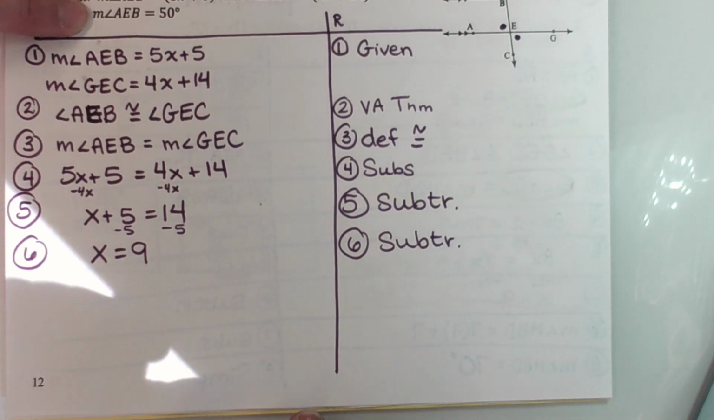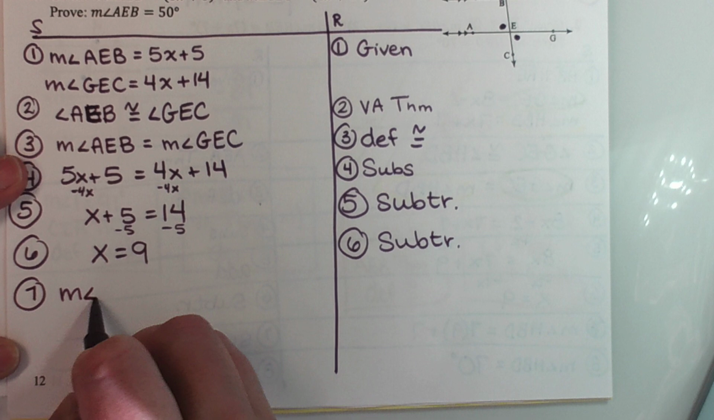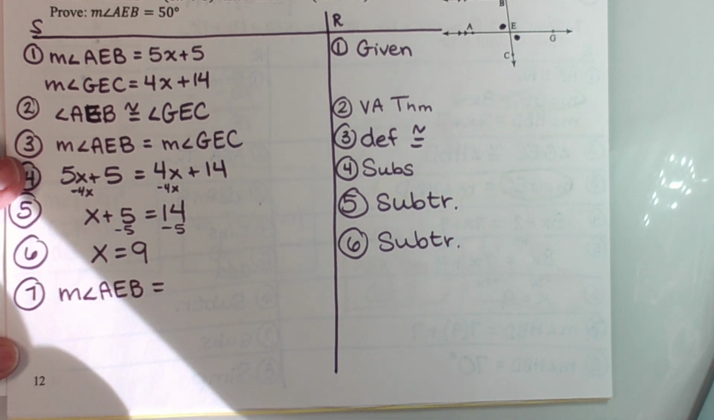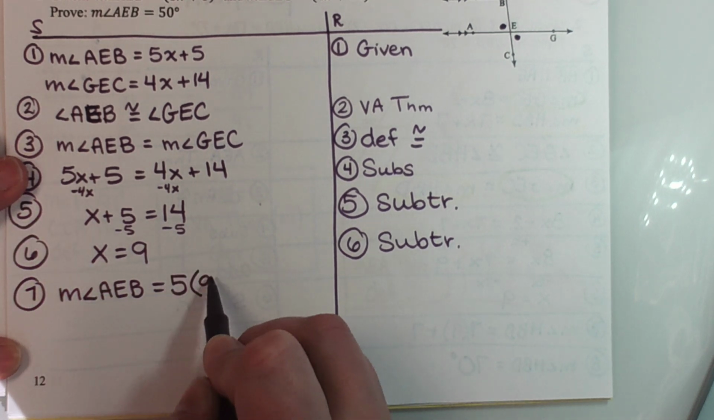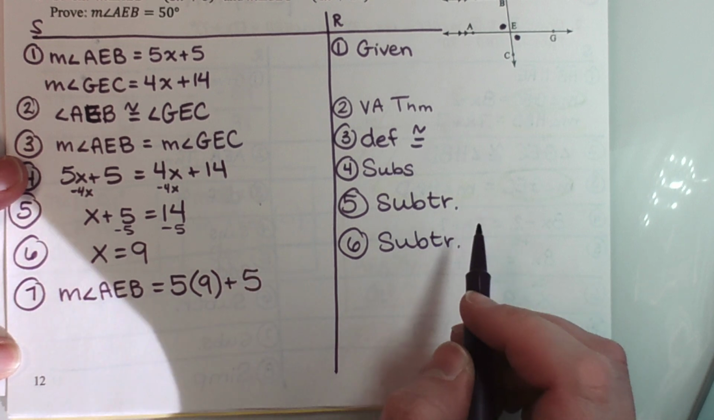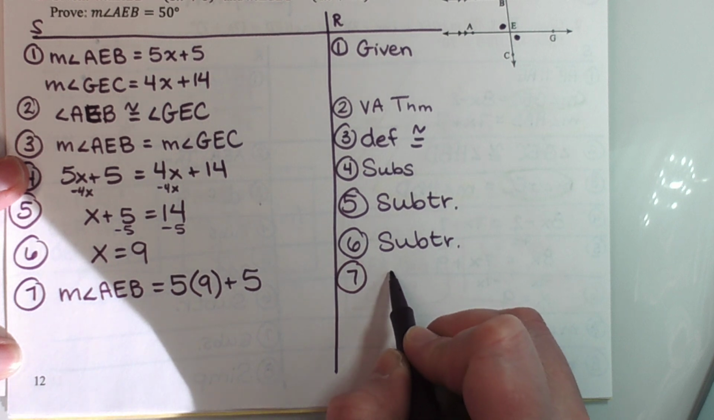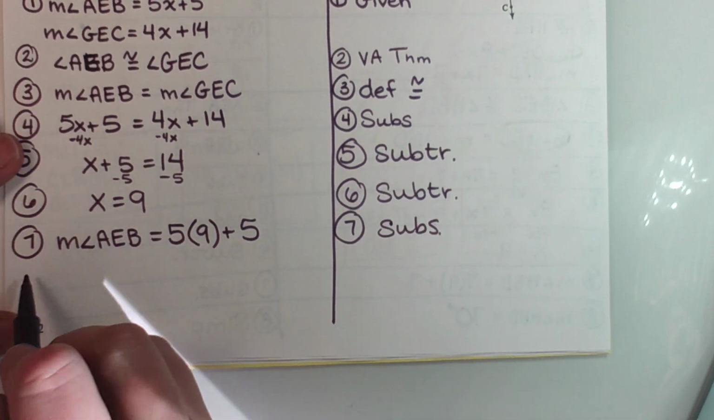I have to find AEB. When I plug it back in, I must write measure angle AEB equals. What's it equal to? 5 times 9 plus 5. What's plugging it back in? Not simplify. Substitution. The simplify is the last step.